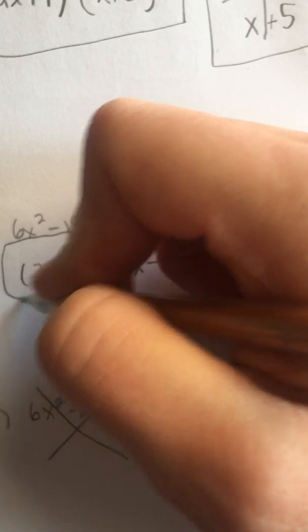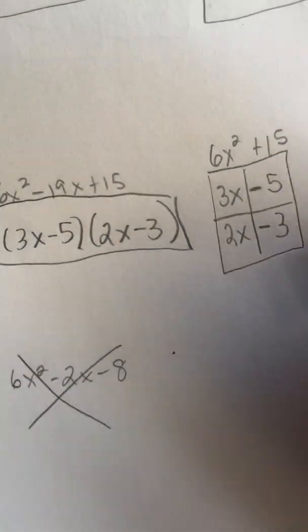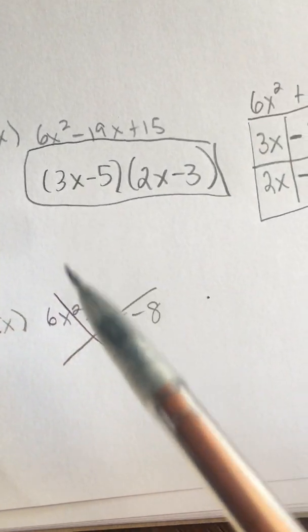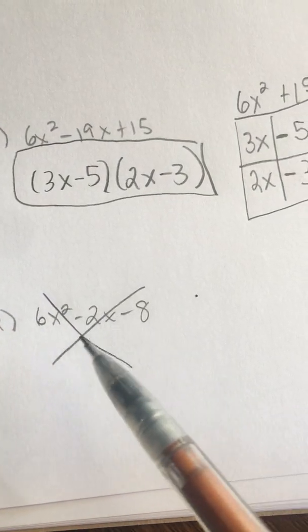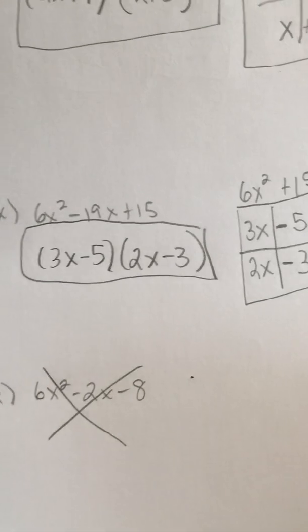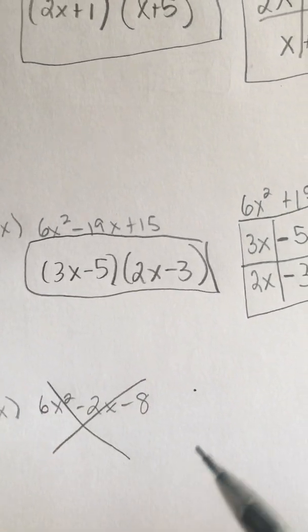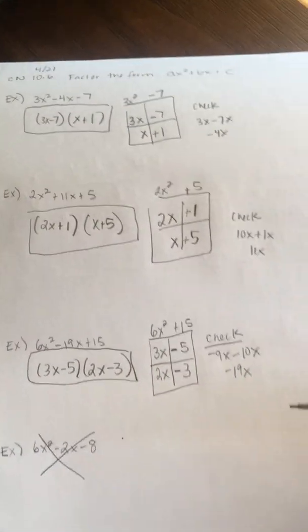Just factoring today, no solving, not setting those equal to 0 today, just factoring. I decided to take this one off because I recognize that this has a GCF. The numbers have something in common, and that we will talk about in 10.8 when we get there. So we're not going to do this example that you see on the slides, just those 3 for today.